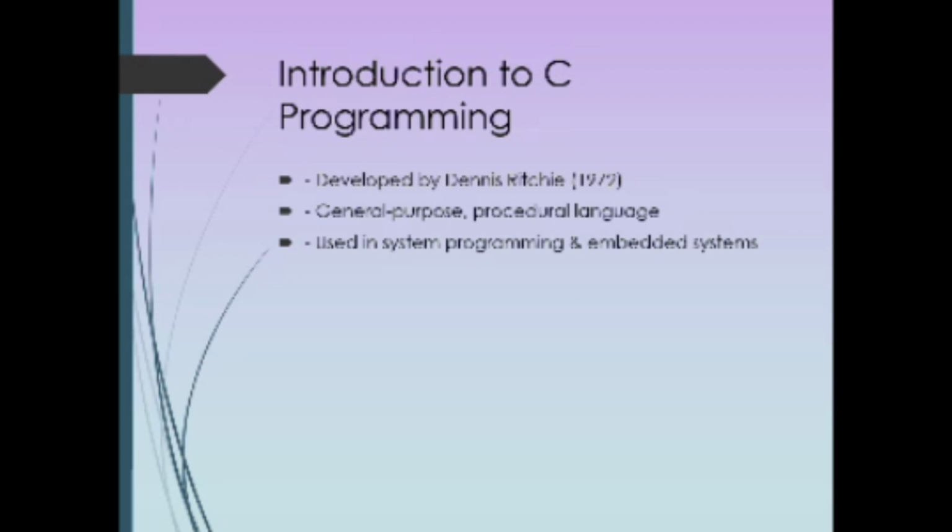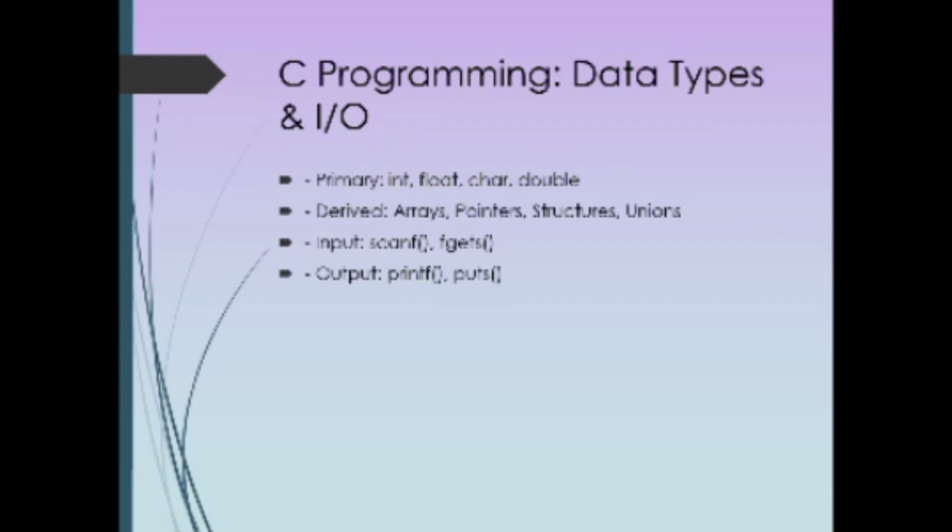So the data types in C programming are primary data types and derived data types. In primary data types, there are mainly four: integer, float, character, and double. In derived data types, we have arrays, pointers, structures, and unions. There are also type modifiers like long int, short int, unsigned int, signed int. The type modifiers are long, short, signed, and unsigned.